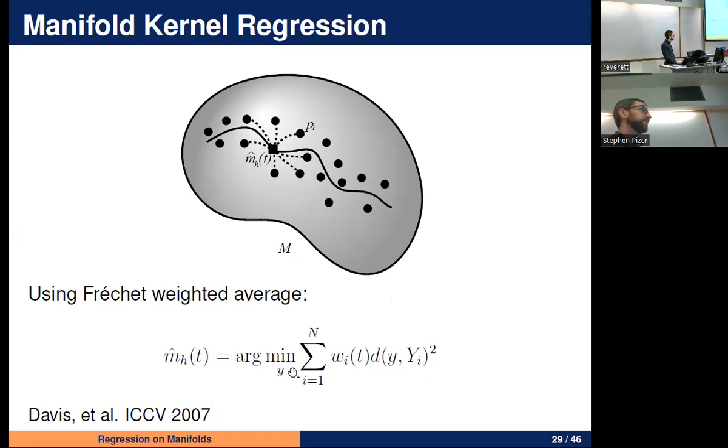Again, the cartoon is that we're going to get a continuous curve on a manifold, given data, and we're evaluating at a particular time point. That's a continuous value, but I want to evaluate the curve. I just need to compute the average of nearby points with similar t values and weight it by the correct kernel function. So then that's my picture of what that looks like.